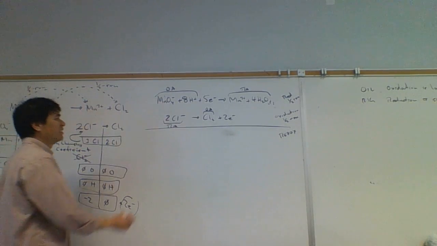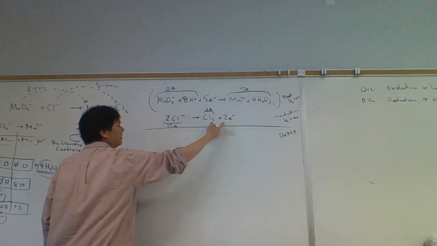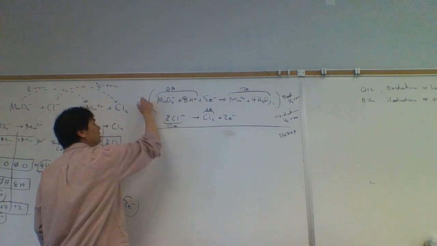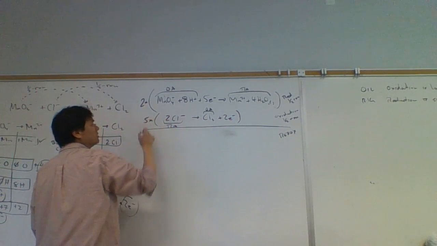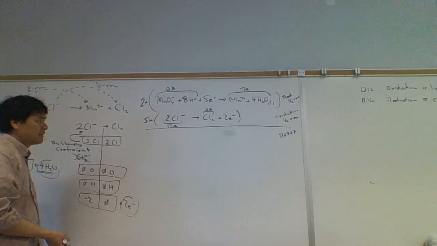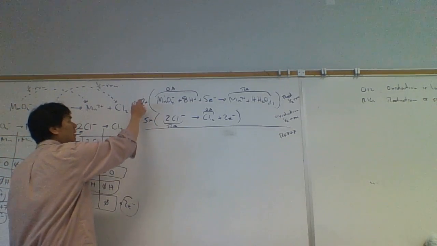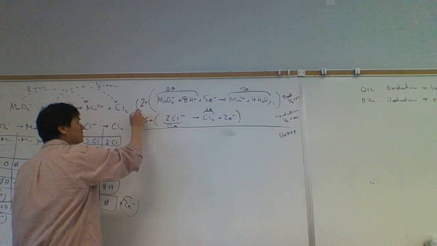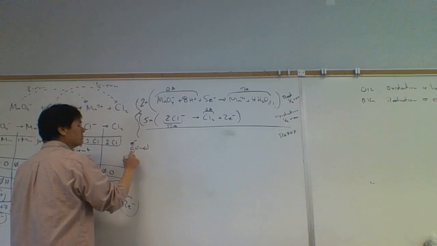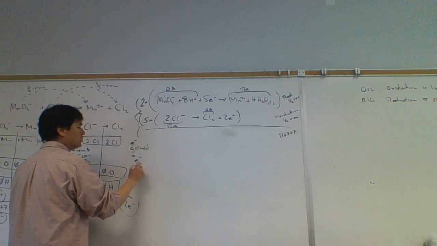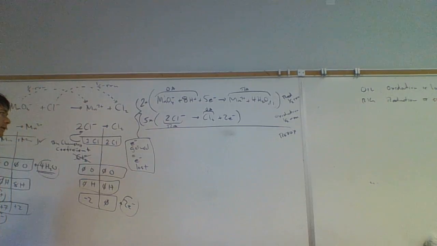Now we're going to combine these. I have 5 electrons here but only 2 electrons there, so the electrons are mismatched. I'm going to multiply the top one by 2 and the bottom one by 5. So we have 10 electrons gained and 10 electrons lost, so the electrons match. Make sure electrons gained equals electrons lost. That's very important, and this is why we're multiplying.